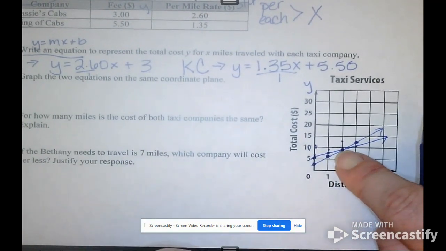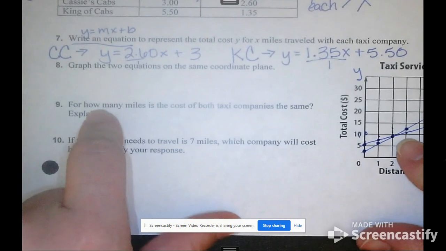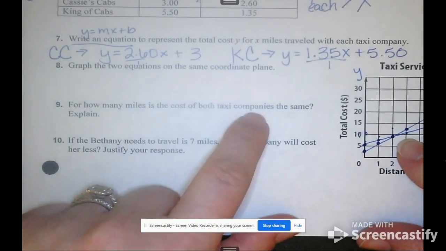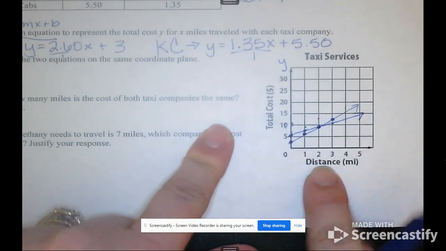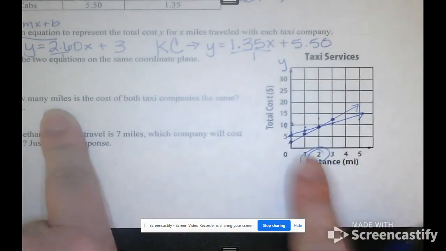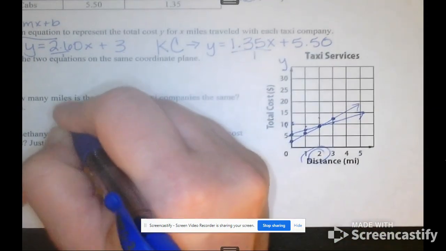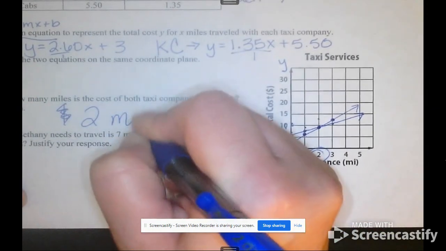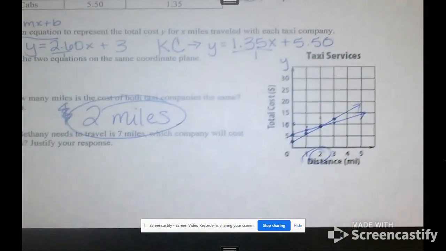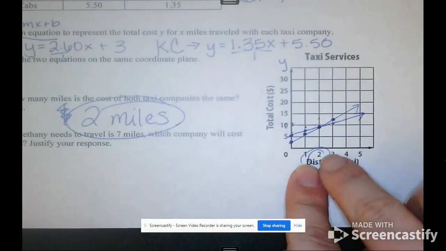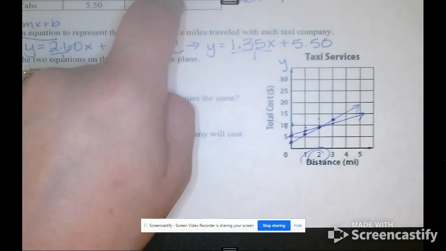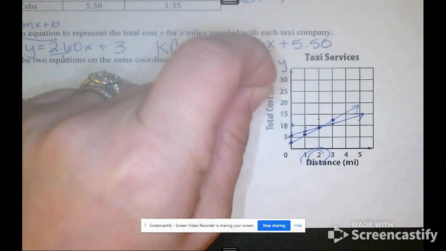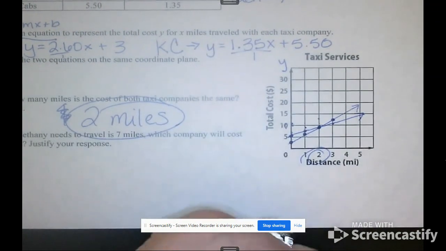What happened at 2? They intersect. So this next question says, for how many miles is the cost of both taxi companies the same? Wherever they intersect is where they're the same. So for how many miles? Well, it was 2 miles. They would cost the same amount. So 2 miles, because we're talking about distance. We have a rate per mile. So she could travel 2 miles with both companies and pay the same price.